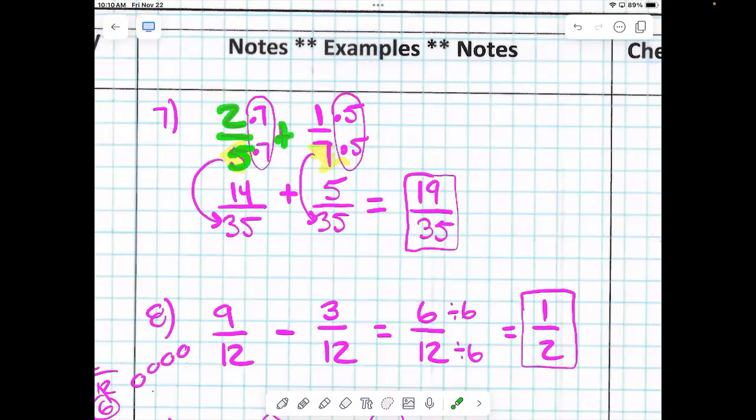Okay, let's try this. 2/5 plus 1/7. Can I add those two fractions together? No, I can't. Why? They don't have a common denominator. Can you find a number that 5 and 7 both go into? Yes. Like a common multiple of them? Yes. What is it? 35.